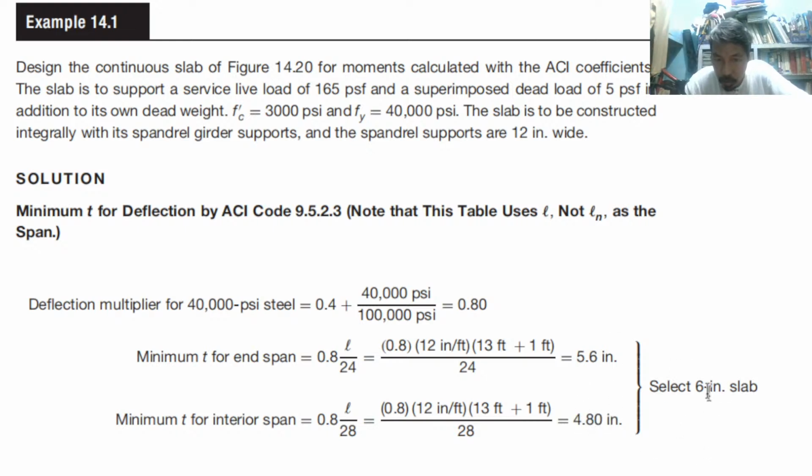So we can choose what? 6 inches, because 6 inches is greater than this one. Do you follow? So a 6 inch slab. 6 inches slab in mm, that is 150 mm. That is normal. That is an ordinary type of slab.